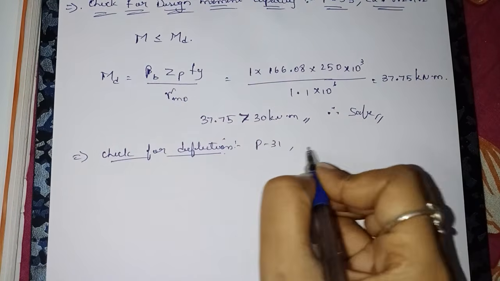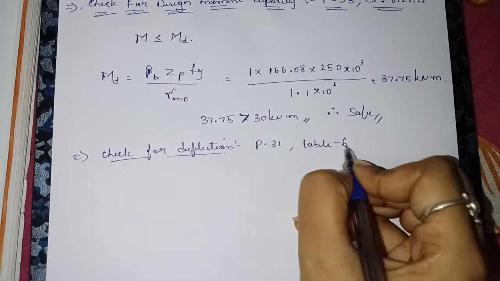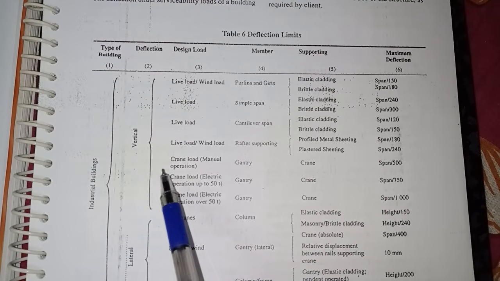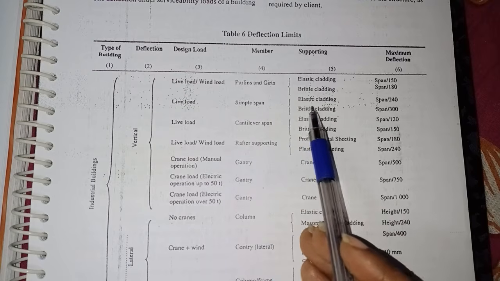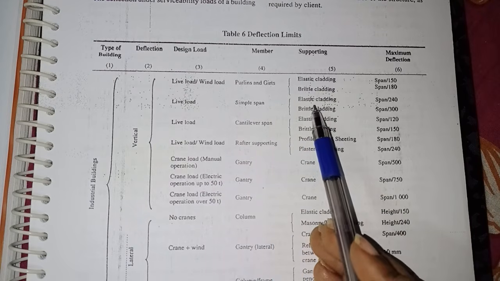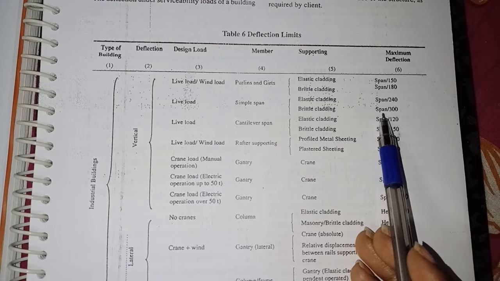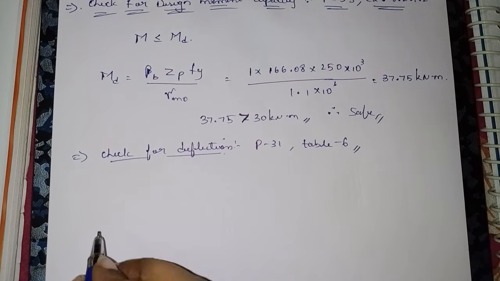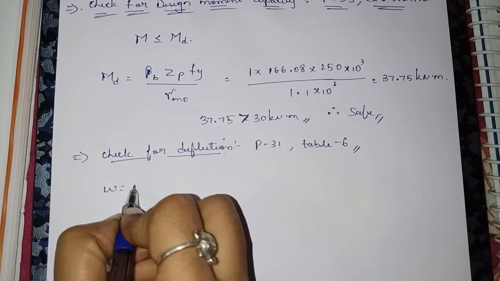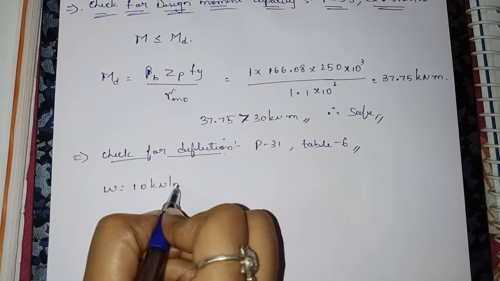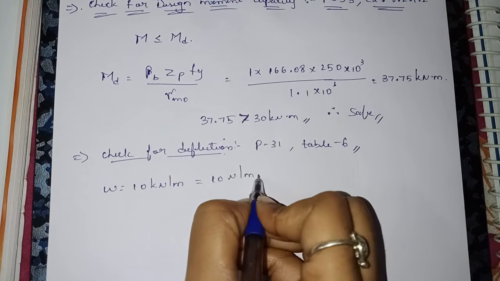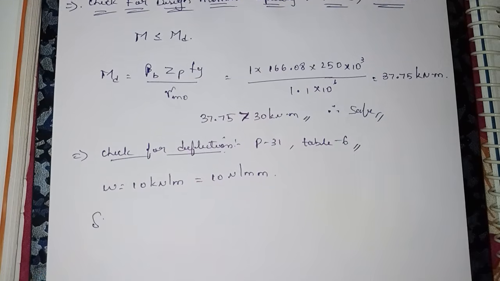If you open page number 31, table number 6, here you have the table. Vertical load is applied, and it is a simply supported span. Here you have two things, elastic and brittle. Concrete is a brittle material. Span divided by 300 is the limit. Take down that is the allowable limit of the deflection. So W, how much is it? 10, right? The load applied is 10 kilonewton meter, and you can also write it in Newton per mm. Now we'll calculate the deflection.